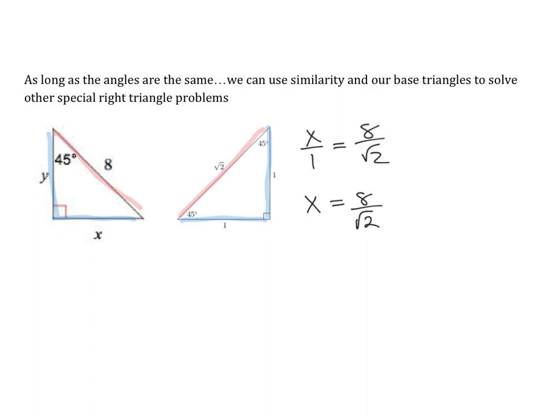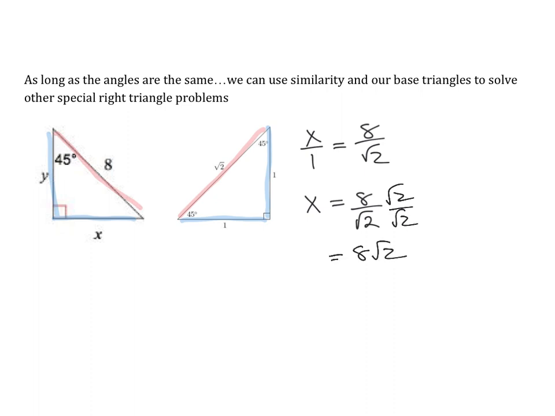And from here, we want to rationalize our expression. And we're going to do that by multiplying our ratio, or 8 over root 2, by root 2 to get that radical out of our denominator. So if we do that, then we have 8 times root 2 over root 2 times root 2.